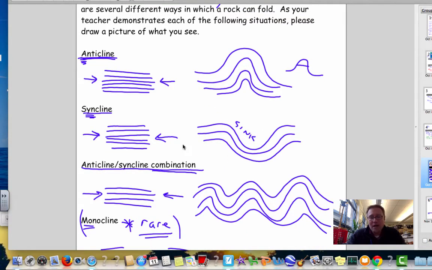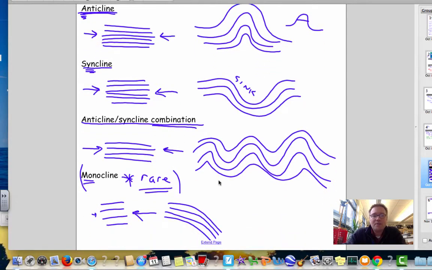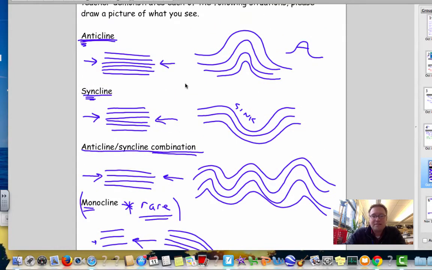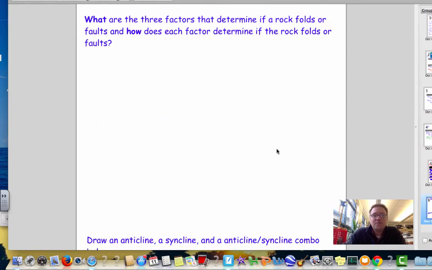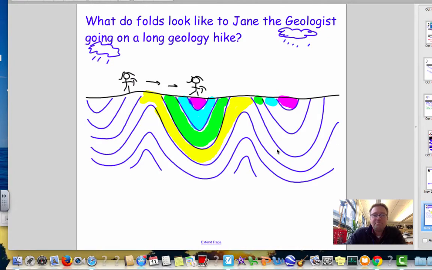Or, most commonly, it's a combination of both, that you have some places where they're going up and down. So if you imagine all these places where you have sedimentary layers of rock, they feel a pressure, they can fold in these ways. Don't worry so much about a monocline. That's just sort of where it goes off on the side there. But mostly what you really need to pay attention to is the anticline, syncline, and the combination of both. Those are the ways that rocks fold. There was your review note page, so look over that.